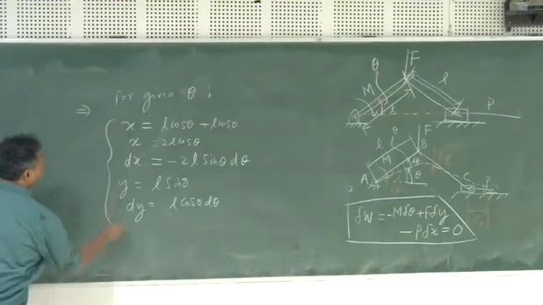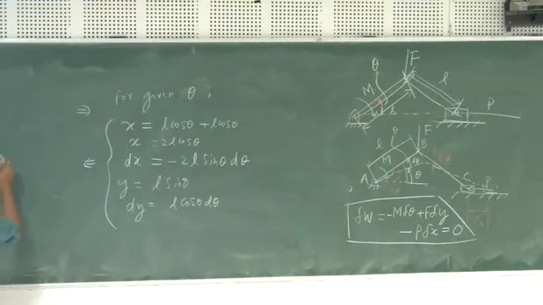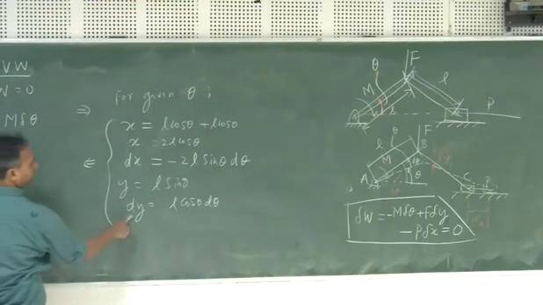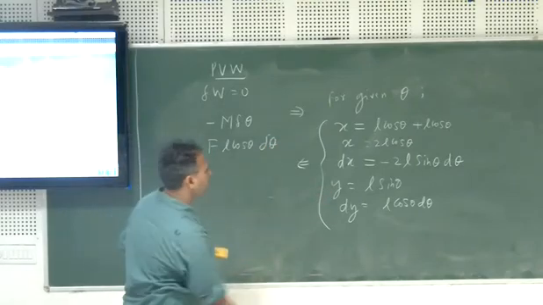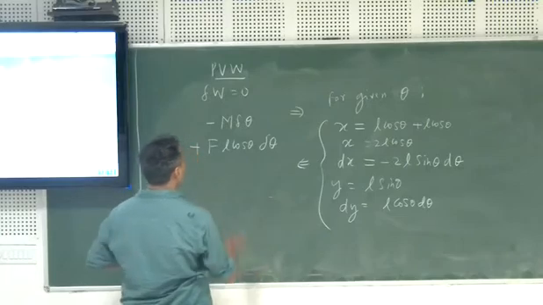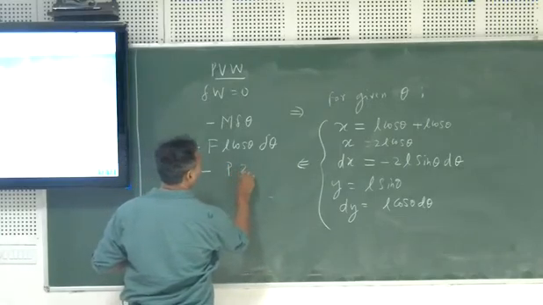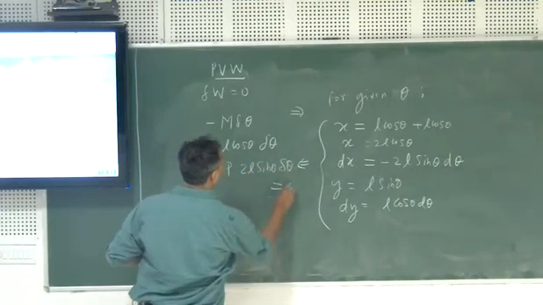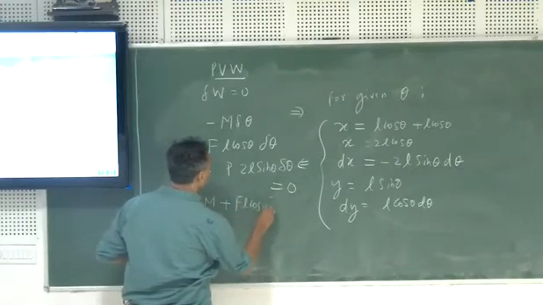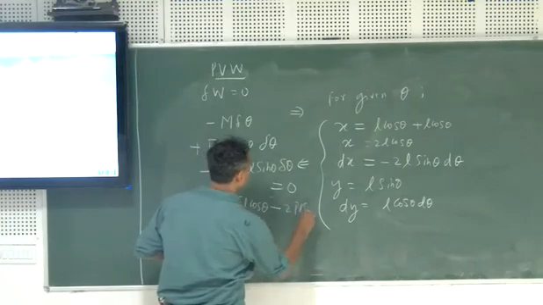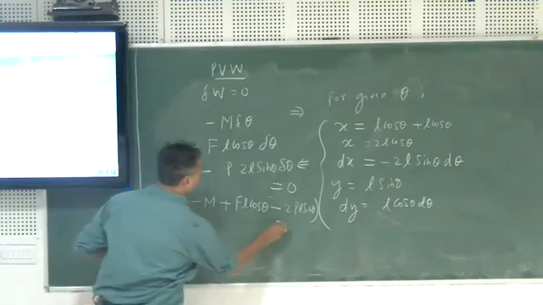Okay, so if you use this particular concept, what you will end up with is, delta W is equal to 0, the principle of virtual work. So this will give you minus m delta theta. Now F and delta y are both in the same direction, so this will be plus F. What is dy? dy is L cos theta delta theta. And the last one, P and dx are both in opposite directions, so that will be negative. That will be P 2L sin theta delta theta, all equal to 0. If you take this common, what you are going to get is minus m plus F L cos theta minus 2P L sin theta, into delta theta, all should be equal to 0.